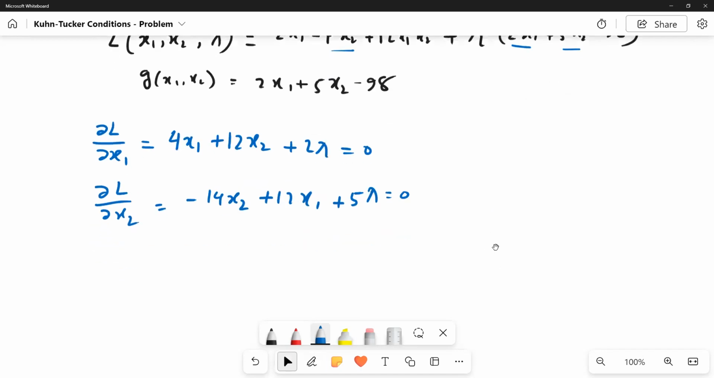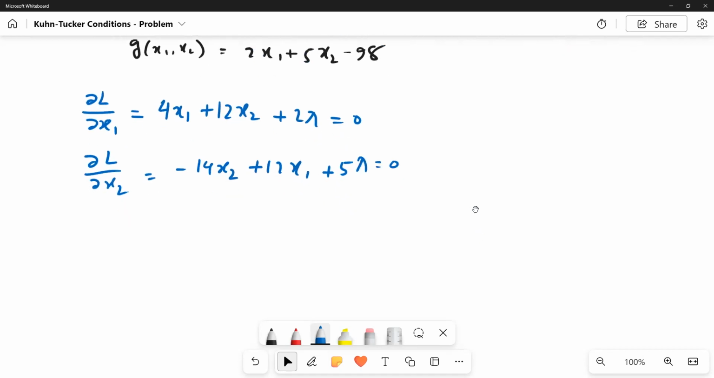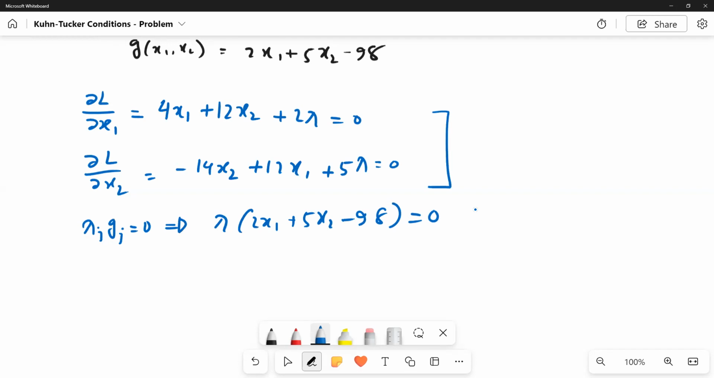Okay. So once we have done this, then the second one is lambda j times gj should be equal to 0. So that implies that in our case there is only one lambda: lambda times (2x1 plus 5x2 minus 98) should be equal to 0. So this is our Lagrange Kuhn-Tucker condition. This is equation 1. This is equation 2. Okay, so these are the first two equations.